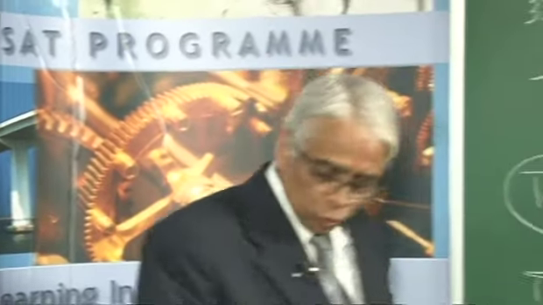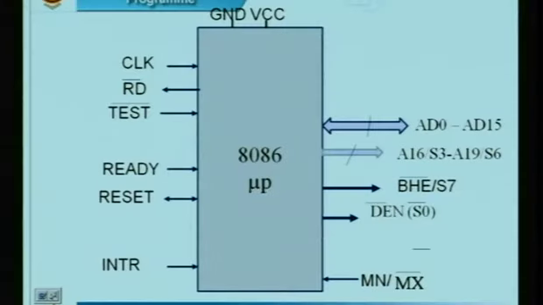We have certain set of pins that are unique for a different mode of operation. 8086 can work on two modes of operation. One is maximum mode, the other one is minimum mode. We have a pin here called MN by MX bar. MN stands for minimum, that means that when this signal is high, the microprocessor works in minimum mode. When this signal is low, this microprocessor works in maximum mode.